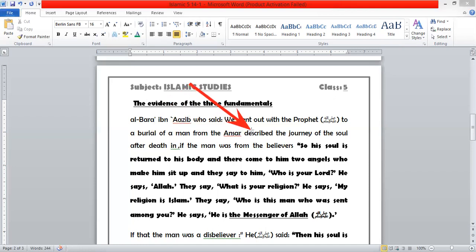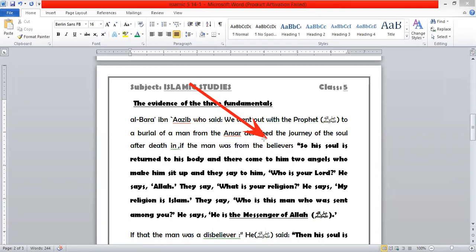So they described the journey of the soul after death, if the man was from the believers. They are telling that Prophet Muhammad, peace be upon him, said what will happen to the soul after death when the person is among the believers, among the Muslims. Soul is just ruh in Urdu. The person is alive because of the soul. So when the person dies, the body and the soul become separated.